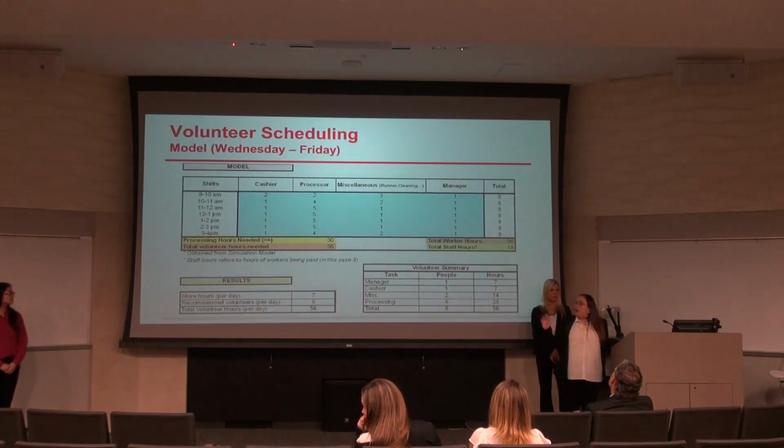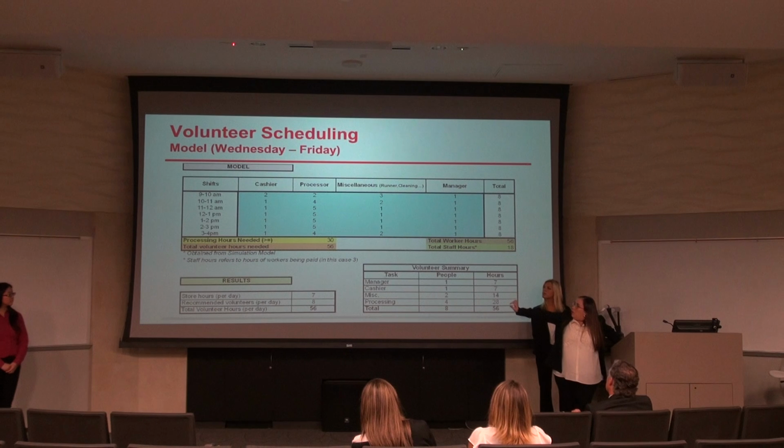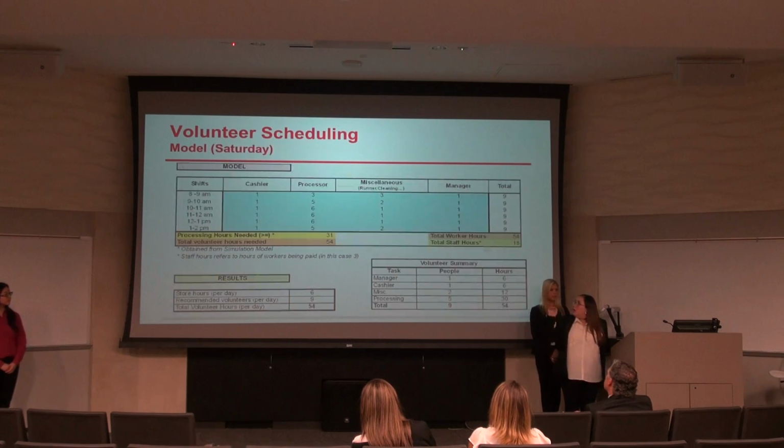So this is what our model gave us as a result. We ran this using Excel Solver, and from Wednesday through Friday, our store is only open 7 hours. So we divided it into 7 1-hour shifts. And then as you can see in the orange line, the total volunteer hours needed are going to be 56. So when we ran the model, the number of workers that we need in any given shift is going to be 8 in order to satisfy these 56 hours. And then we ran it again for Saturday, because the store is only open 6 hours, and in order to satisfy 54 worker hours needed, we're going to need 9 workers.